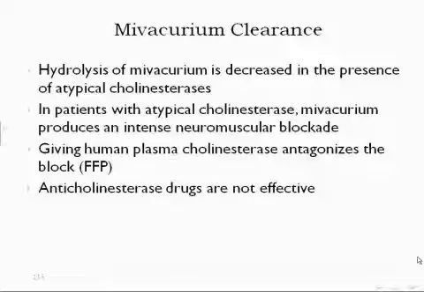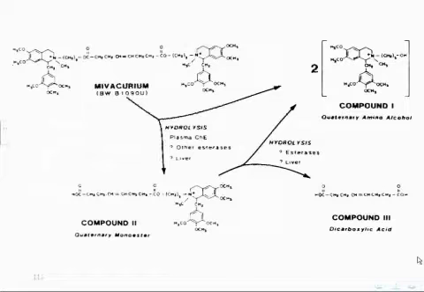Hydrolysis is decreased in the presence of atypical cholinesterases. So if a patient has atypical cholinesterase, you can have a prolonged effect, just like succinylcholine. And mivacurium does produce an intense neuromuscular blockade. If you're having problems with this drug not wearing off, you can give FFP just like you do with succinylcholine. And anticholinesterase drugs are really not effective in reversing this drug. These are the actual compounds that are made. They're broken down by different hydrolysis and mostly plasma esterases.